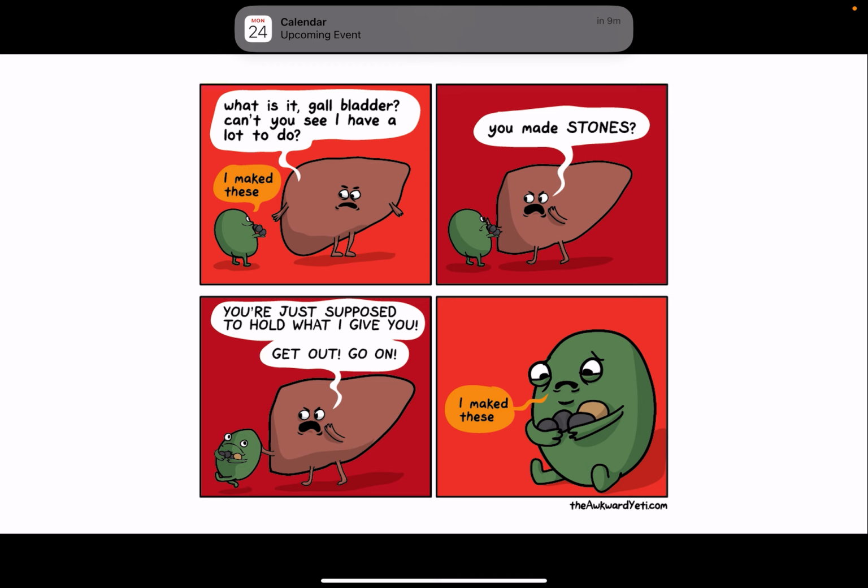This is a really cute cartoon. The liver says, "What is it, gallbladder? Can't you see I have a lot to do?" And he said, "I make these." "You made stones? You're just supposed to hold what I give you. Get out, go on." And now he's all sad because he's proud of his stones that he made.